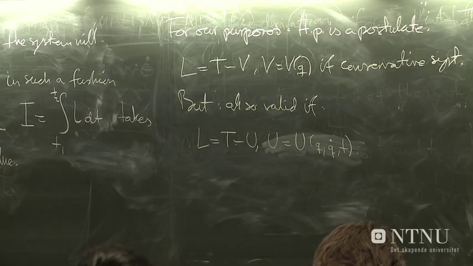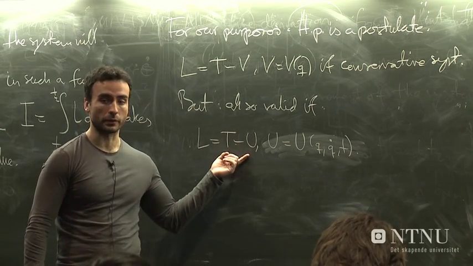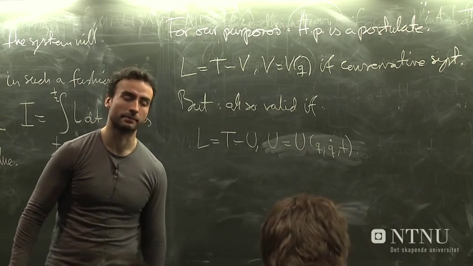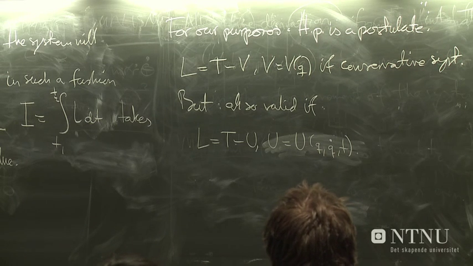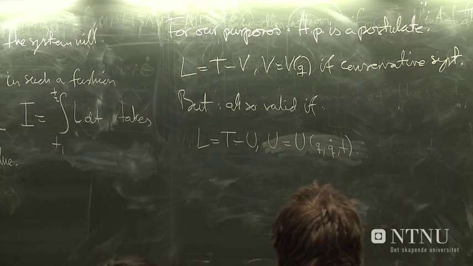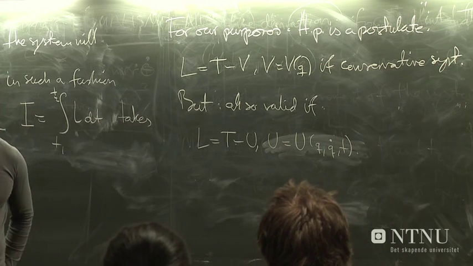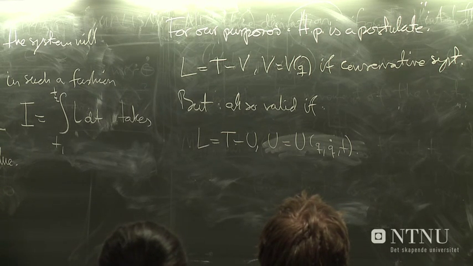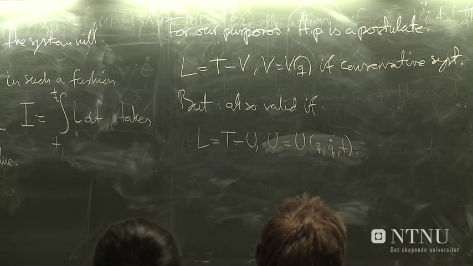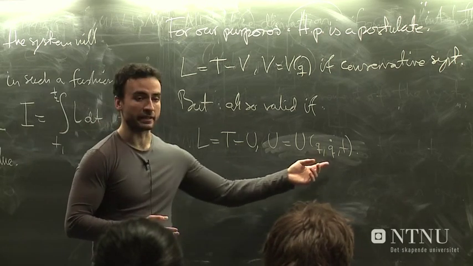But Hamilton's principle is also valid if the Lagrangian can be written in the form T minus U, where U is a function of Q, Q dot, and T, if you can express this generalized force in terms of U. And we actually saw an example of this a couple of lectures ago for a particle moving in an electromagnetic field, where you saw that Lagrange's equations would have exactly the same form if you could express the generalized force in the system, even if it's non-conservative, by means of this velocity-dependent potential.